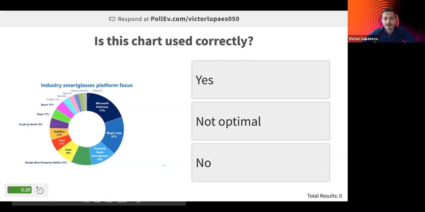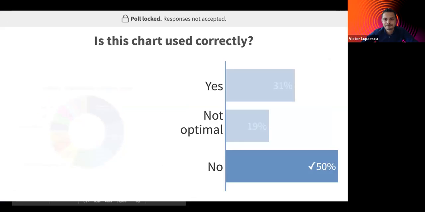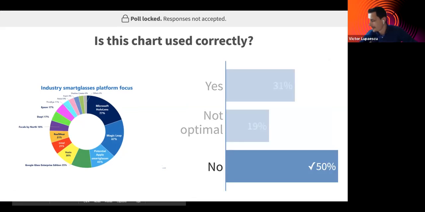Is this chart used correctly? Okay, let's see the results. The correct answer is no. 50% of you have answered correctly. This is good, actually.